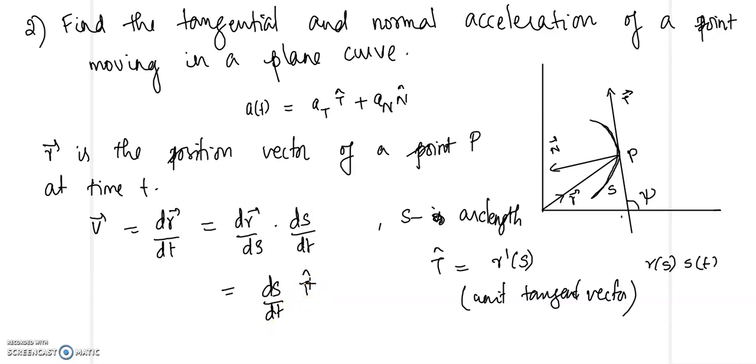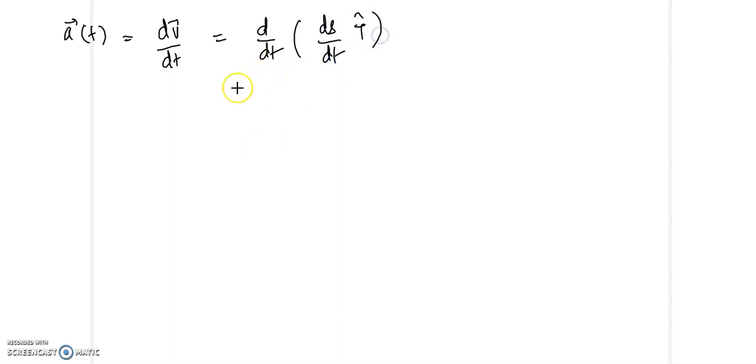ഇനി നമുക്ക് കണ്ടുപിടിക്കേണ്ടത് acceleration ആണ്. So acceleration will be the derivative of the velocity function. So therefore now a of t will be equal to dv by dt. So that will be d by dt of ds by dt into T. Okay. So now this will be equal to d square s by dt square T plus ds by dt into dT by dt.